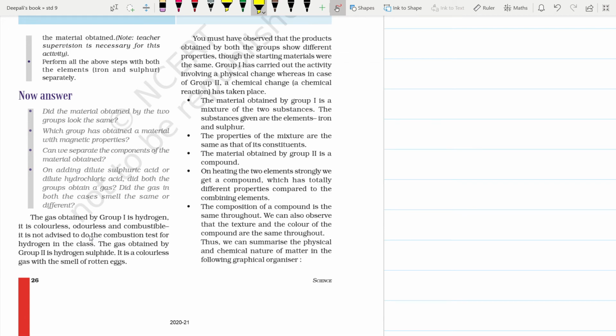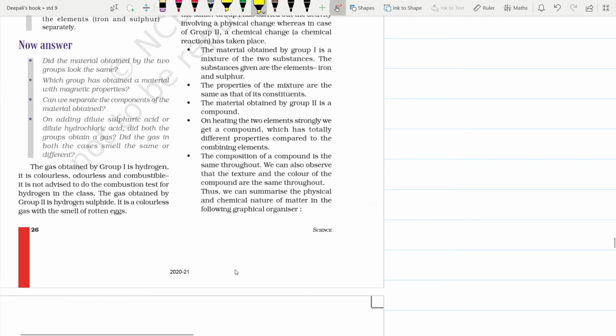These substances are the elements iron and sulfur. The properties of the mixture are the same as those of its constituents. And the material obtained by group 2 is a compound. On heating the two elements strongly, we get a compound, which has totally different properties compared to the combining elements. The composition of a compound is the same throughout. We can also observe that the color of the compound is the same throughout.